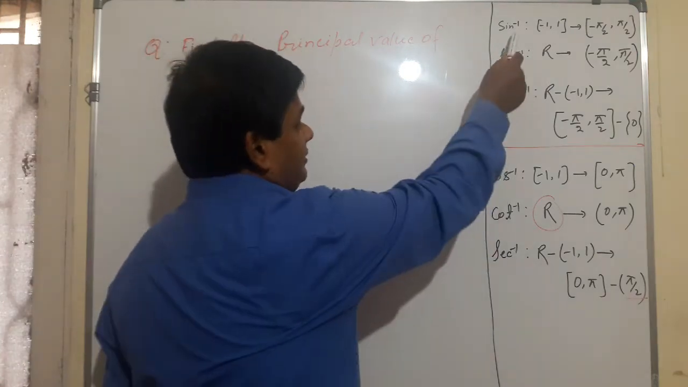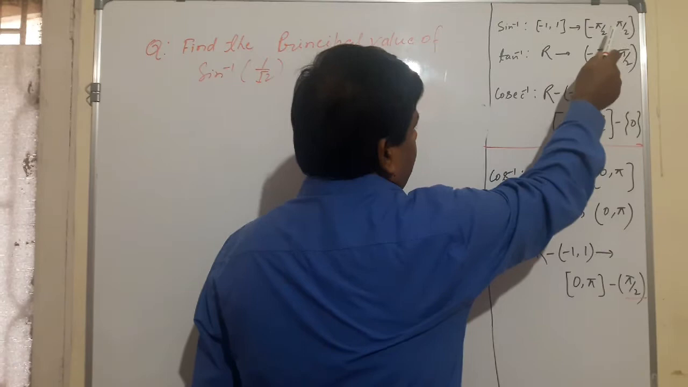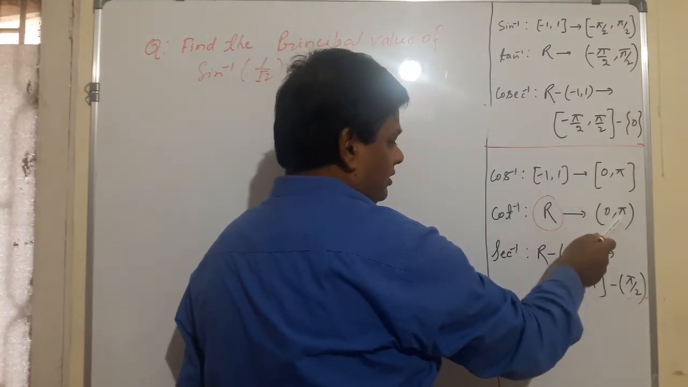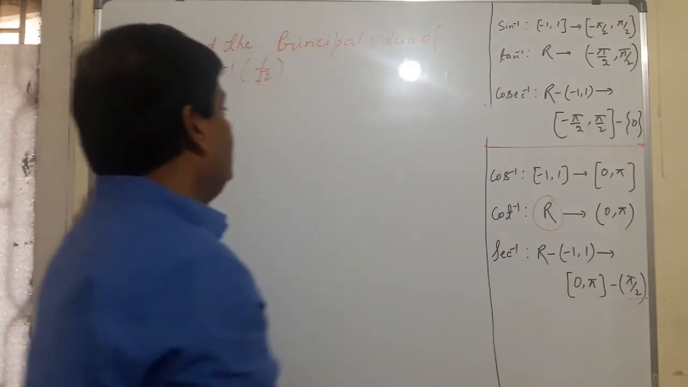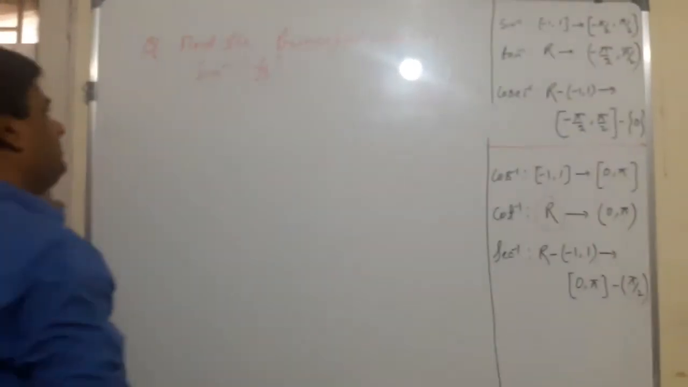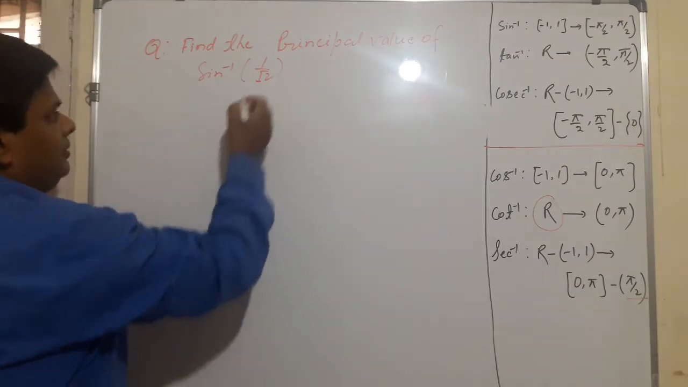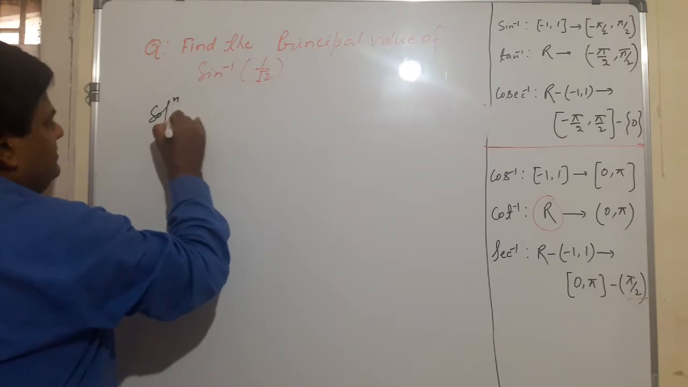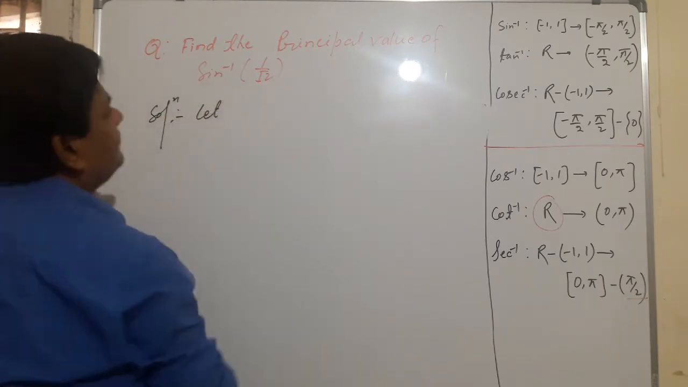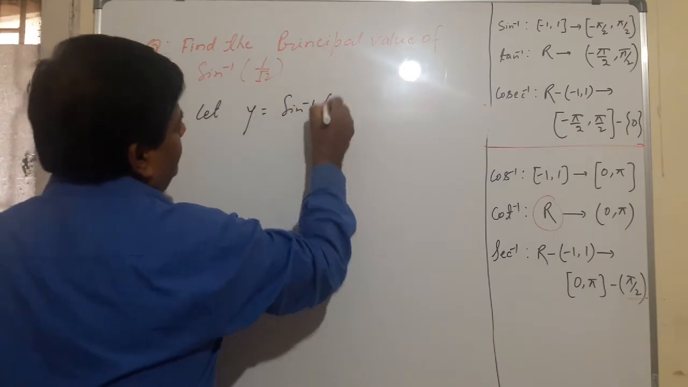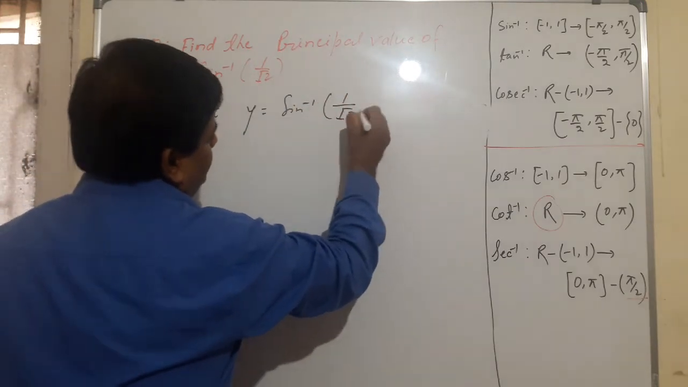So these are the principal values of sin inverse, tan inverse, cosec inverse, cos inverse, cot inverse and sec inverse. Now I am going to solve this question. Find the principal value of sin inverse 1 by root 2. Solution: let y is equal to sin inverse 1 by root 2.